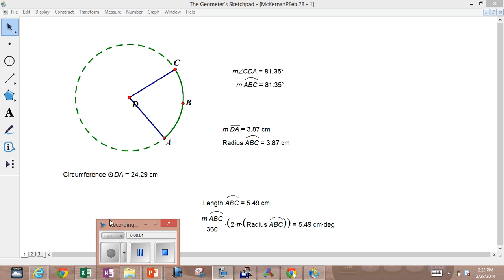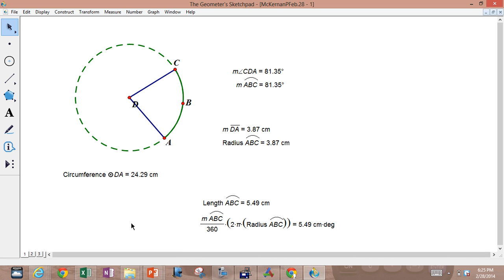Alrighty, guys. Here we are. We're going to review some of the constructions that we had in class today. I chose to use Pat McKernan's right here. He's got a nice sketch, so we're going to use that to demonstrate what we needed to talk about.